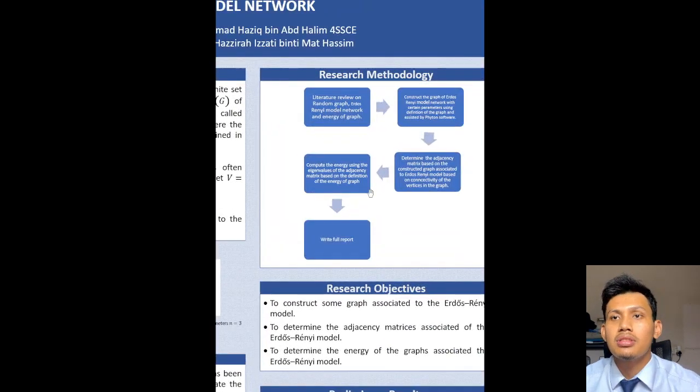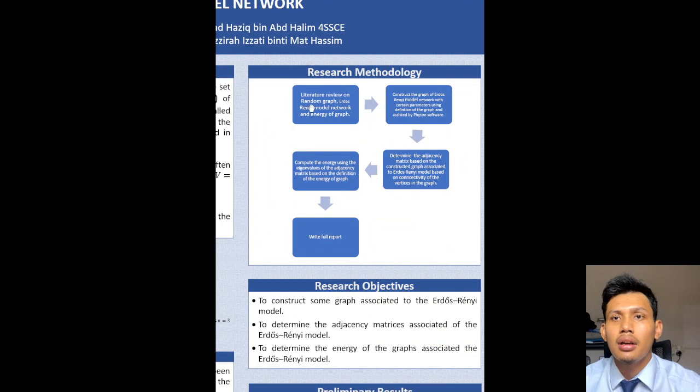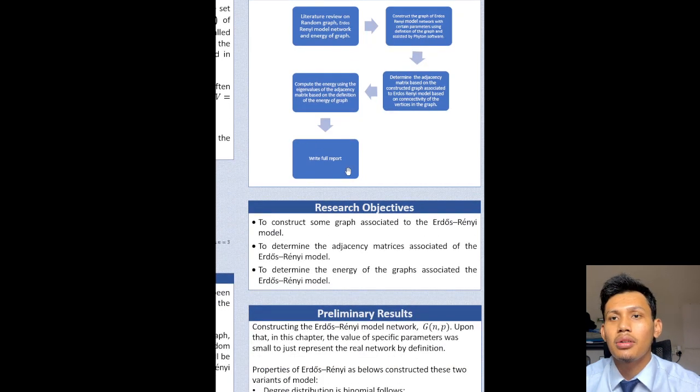Research methodology. This has 5 phases. The first one is the literature review. The next one is constructing the graph model itself, and then determining the adjacency matrix. From the adjacency matrix, we are going to compute the energy, and the final one is to write the full report. Research objective consists of 3 main points.